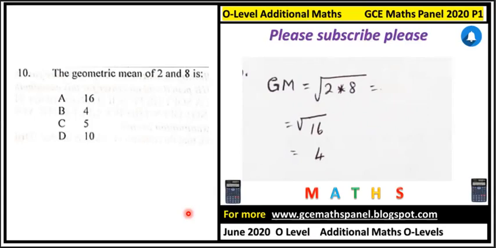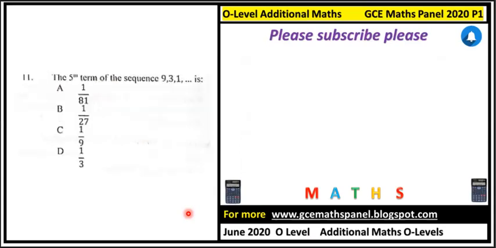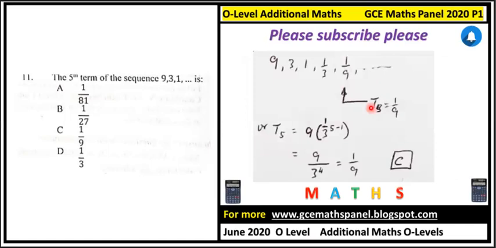Question 11. The fifth term of the sequence. We can actually just continue to get the next terms. If you look very well, you see that they've divided by 3 to have 3, and divided by 3 to have 1. So you divide by 3, you have 1/3. Divide by 3 again, you have 1 over 9. So that fifth term is 1 over 9, or you can use the formula T5 is equal to 9 times (1 over 3) to the power 5 minus 1, and that still gives you the same answer, C.